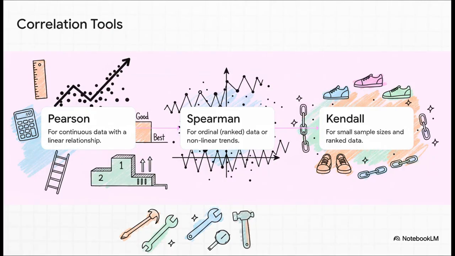And just a quick pro tip, it's not a one-size-fits-all deal. The most common tool is called Pearson, and that's great for those clean, straight-line relationships. But what if your data is ranked, like good, better, best, or the relationship isn't a straight line? Then you'd use something different like Spearman or Kendall. It's all about picking the right tool for the job.